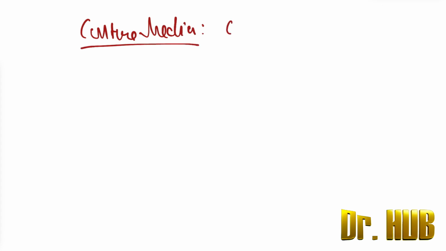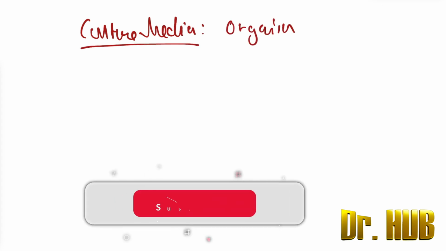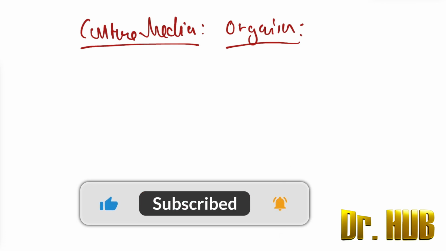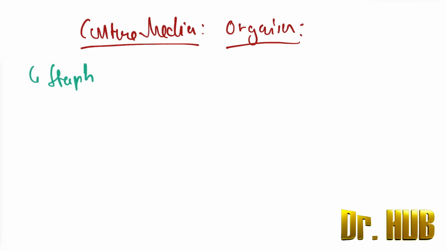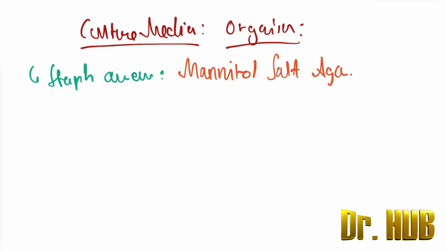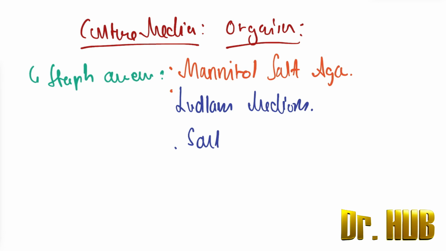Today we'll look at the culture media, focusing on some important organisms and their culture media. To begin with, Staph aureus. The culture media for Staph aureus is mannitol salt agar. And then comes the Ludlam's medium, and also the salt milk agar.